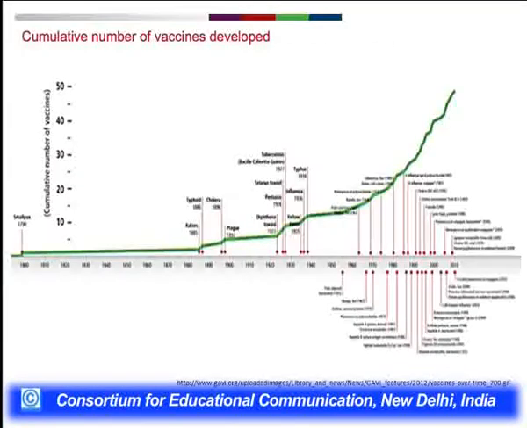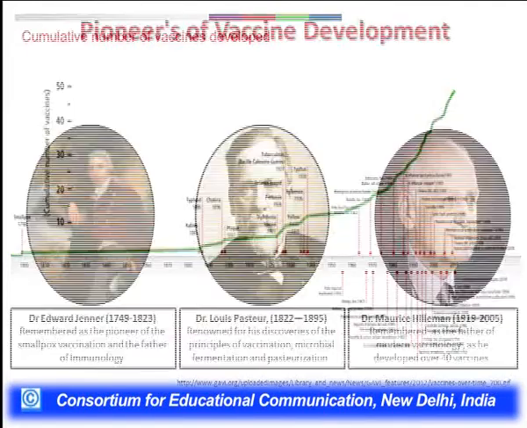Now, if we see this graph over here, this graph shows how exactly vaccine development has taken place over the years. Initially, in the 17th century, one of the first vaccines developed was the smallpox vaccine. And over the period of time, vaccine development has increased tremendously. We can see initially there was a lag phase, and subsequently there was an exponential phase in which vaccines have been developed. So nowadays there are lots of vaccines coming up in the market, for the various strains of various diseases.